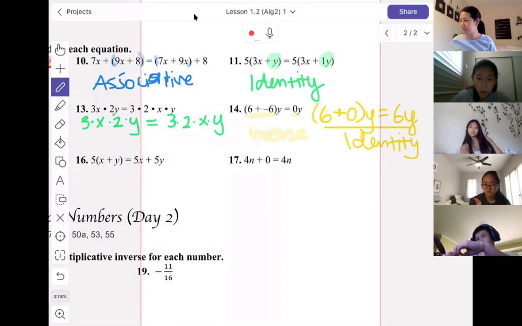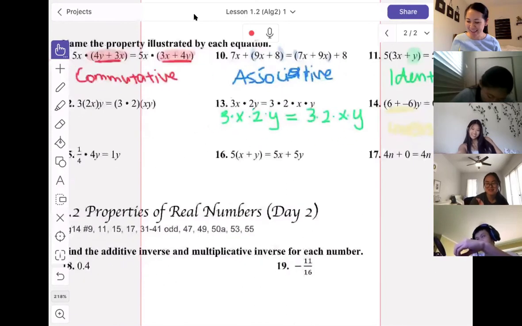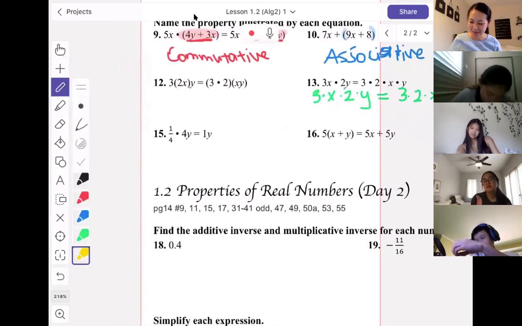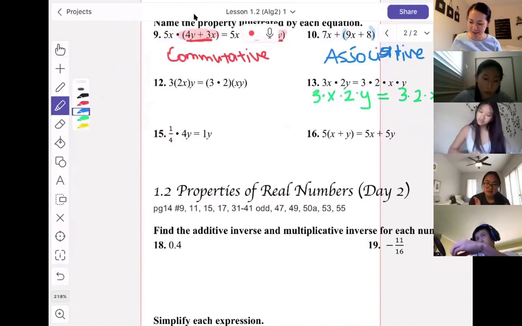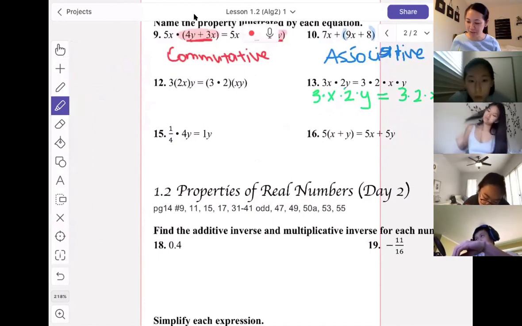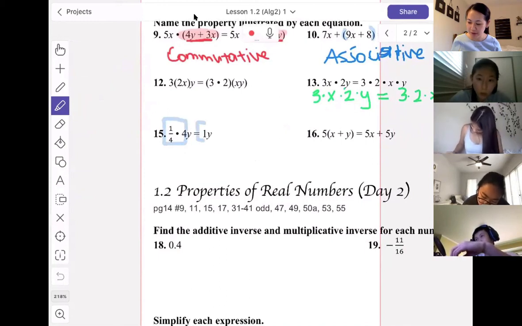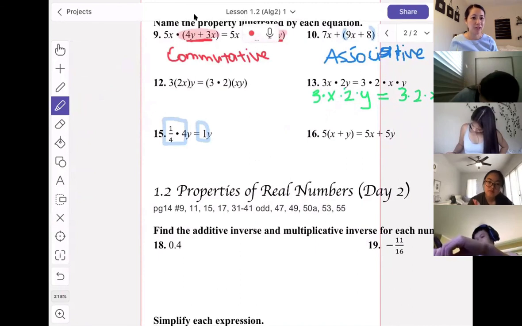I got commutative, but I don't think that's right. You are correct that it is not right. Okay, so let me help you out here. So here, let's look at what's different. Focus on what's different. It went from 1/4 times 4 to 1. Okay, 1/4 times 4 became 1. So look through your properties. Which one looks like that?